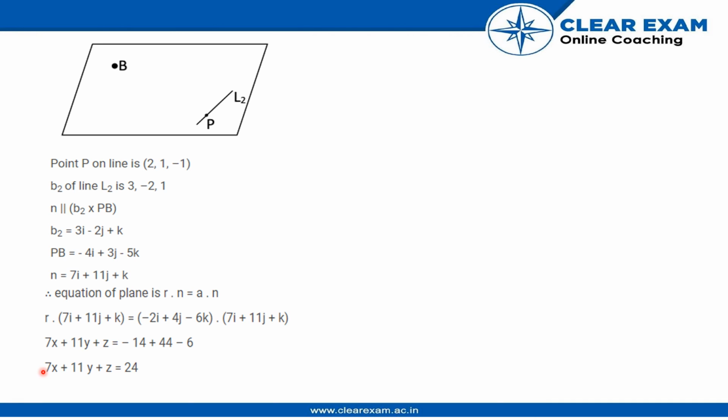Now comparing it with the one given in the question, we get the value of α as 7, β as 11 and γ as 1. What the question is asking is the value of α + β + γ, which is equal to 7 + 11 + 1 = 19.